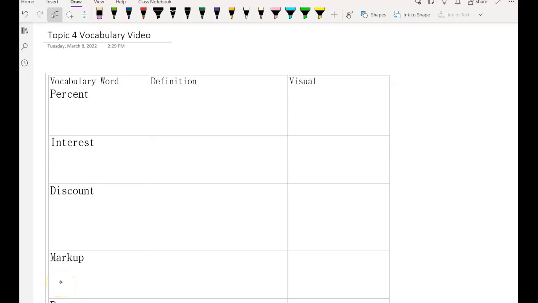Hello there, math friends. Today we are taking a look at the beginning of topic 4, where we're going to be learning about percents and all things percents. It's going to be exciting.